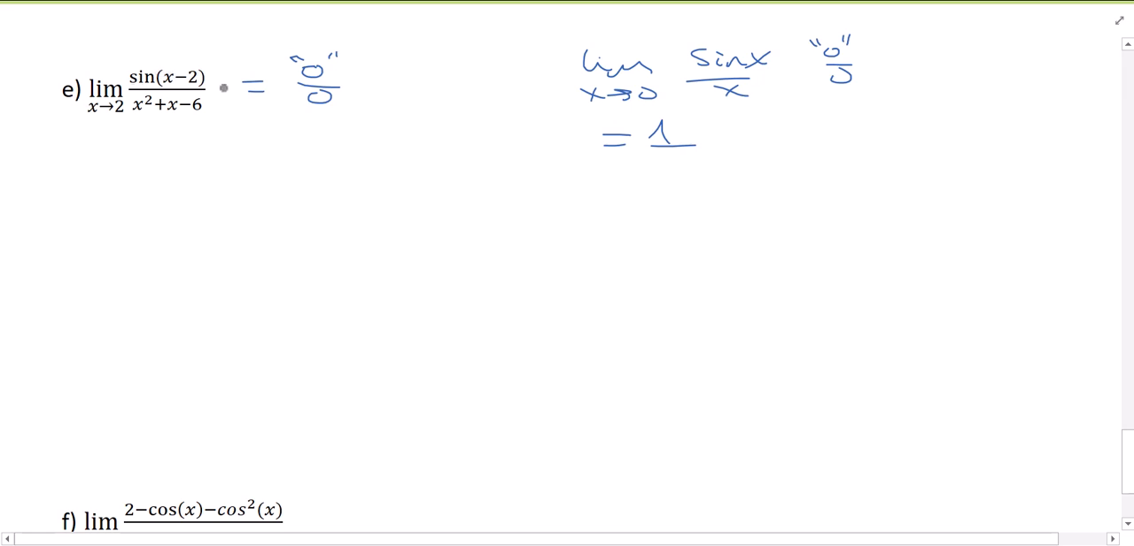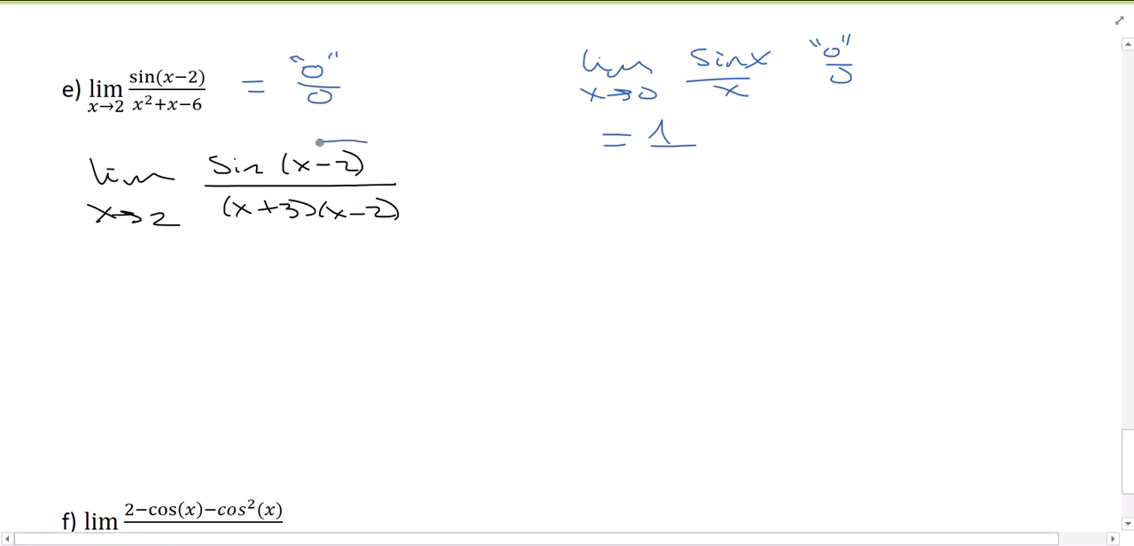So this is still going to that form, 0 over 0. I want my argument to show up on the denominator. So let's see if factoring the bottom helps us get there. I'm going to have sine of x minus 2, and you want to factor. What two numbers multiply to negative 6 and add up to 1? That would be x plus 3 and x minus 2. So there it is. I have my sine of x minus 2 over x minus 2. As x goes to 2, that limit is going to be 1.